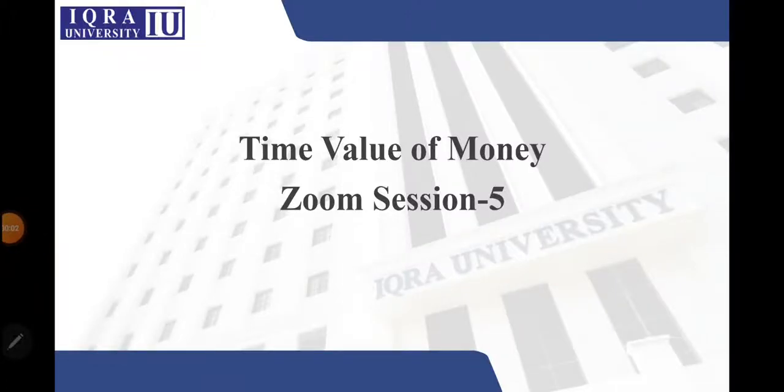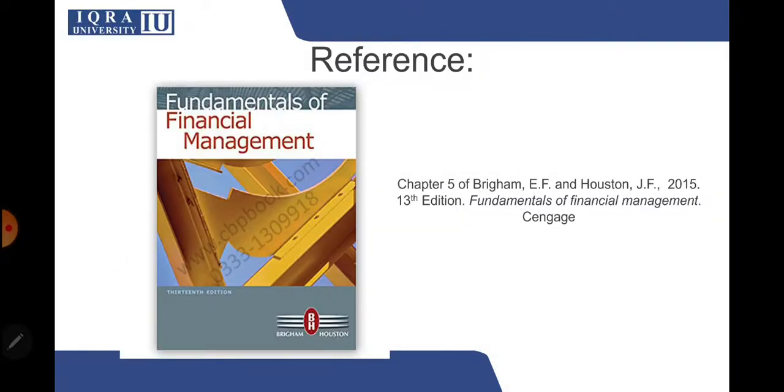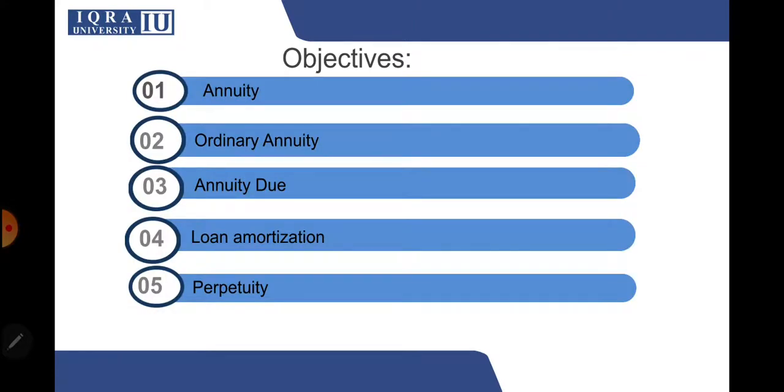In this Zoom session, we will continue with the topic of time value of money. This is your reference book, and in chapter number 5, you can find this topic. Now, the objective for today's class is to understand annuity. Number 2, ordinary annuity. Number 3 is annuity due, and 4th is loan amortization, and 5th is perpetuity.